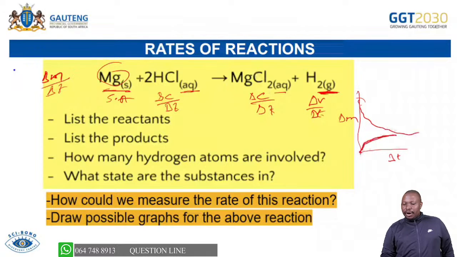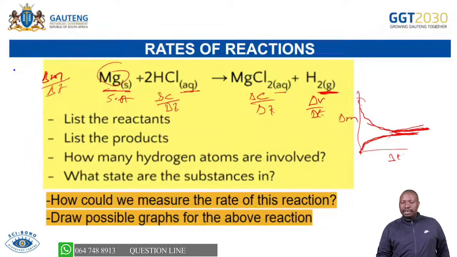And when our graph becomes straight like that, we're saying now the reactants are used up, or the limiting reagent has been used up. So it's very important that you have that understanding, and then you understand the graphs. For reactants, the graph is decreasing; for products, the graph is increasing.